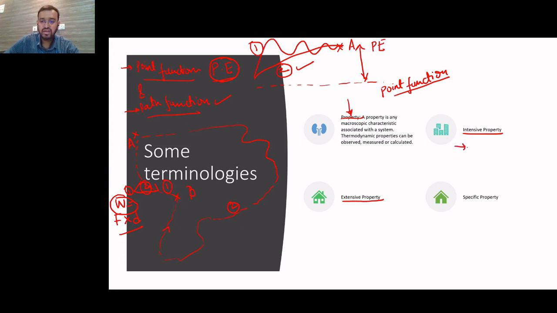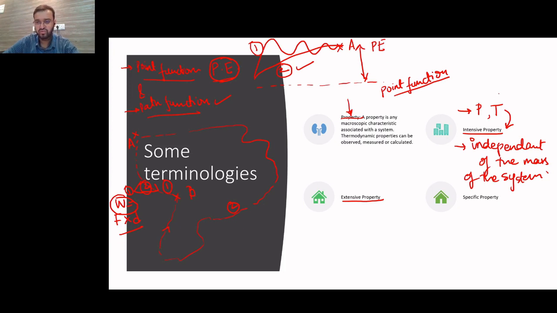Intensive properties are properties which are independent of the mass of the system. Now, if you think about it, what sort of properties can be independent of the mass of the system? For example, pressure, temperature. These are intensive properties. Whether you have 1 kg of water which you have taken out from the river, or 10 kgs of water that you have taken out from the river, the temperature of the water will probably remain the same.